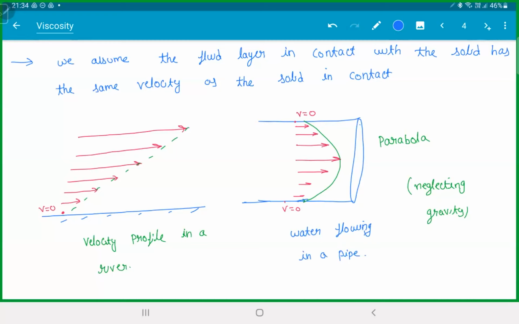So how does this thing look? Sir, if I move the pipe, then it won't be zero at that point. It won't be zero.